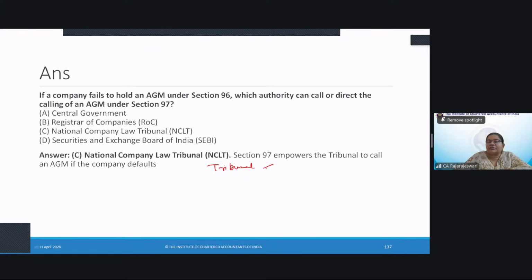In this, we saw two things. One is for AGM, then other than AGM. Then what are the points, who can call? That again is important. 3 points. You are asking me about suo motu, right? So the tribunal can suo motu also call an EGM.